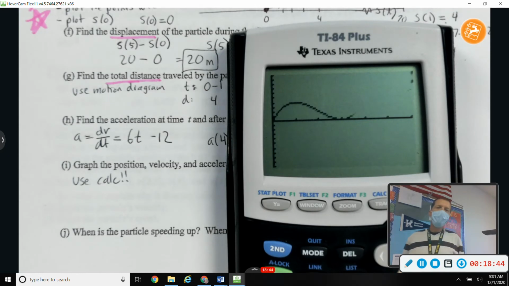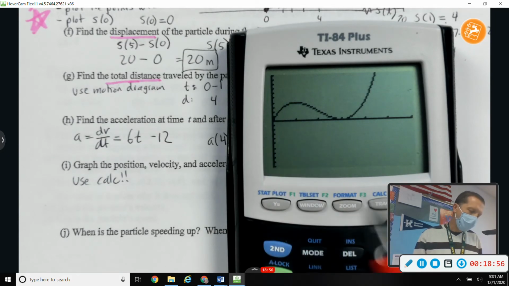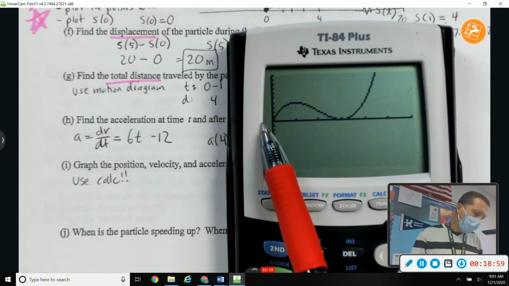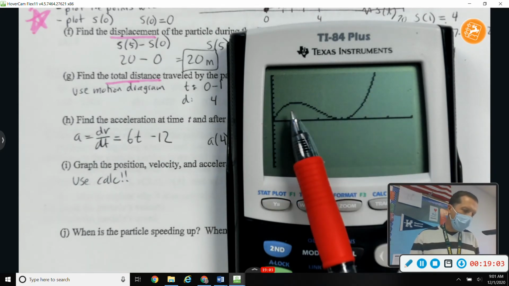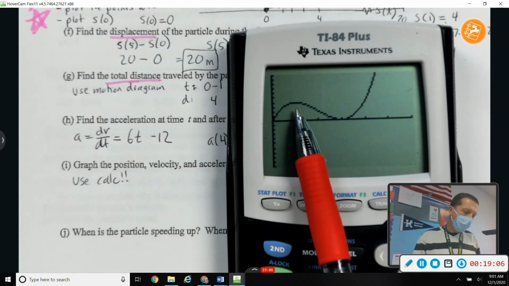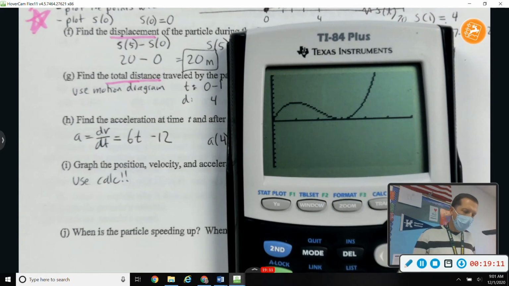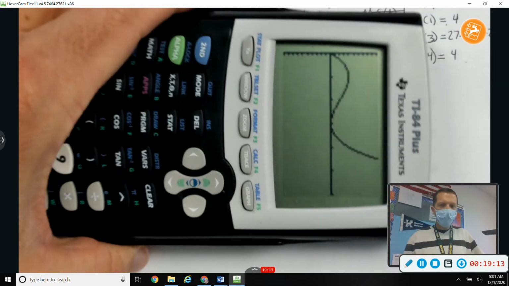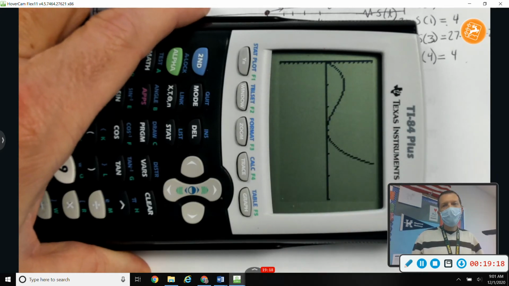So this is my position graph first. I don't know if this is terribly helpful, but it stays positive. It goes out to, this sort of matches our motion graph. When t is 1, we were up at 4. When t is 3, we were back to 0. In fact, our motion graph kind of looks like that, right? We went out, we came back, and then we headed out again.